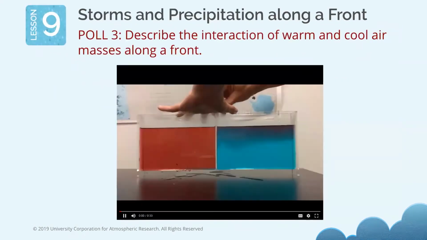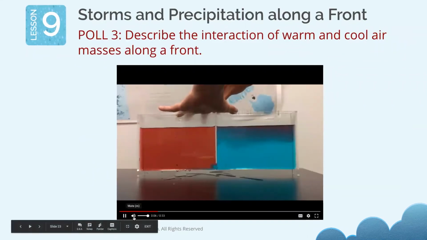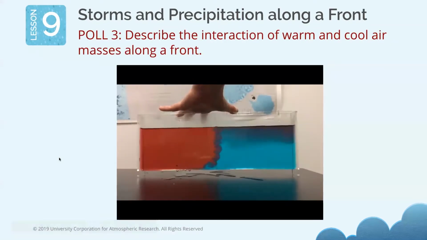And now we'll go to our density tank demonstration. Since air in the atmosphere behaves a lot like fluids, we use the warm and cold fluids. The red fluid is warm and the blue fluid is cold to demonstrate what happens when a warm air mass and a cool air mass meet at a front.